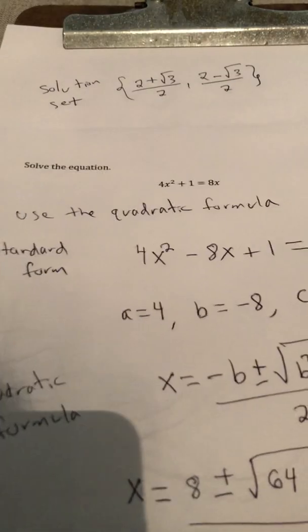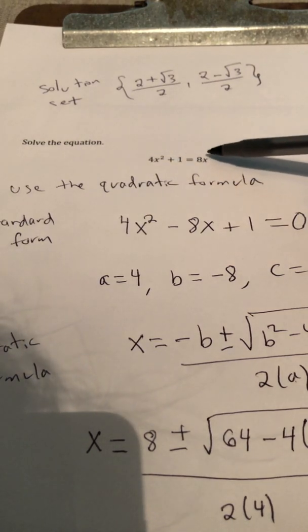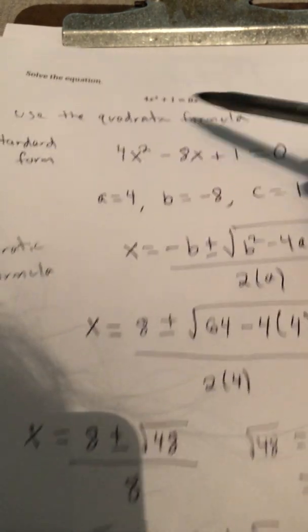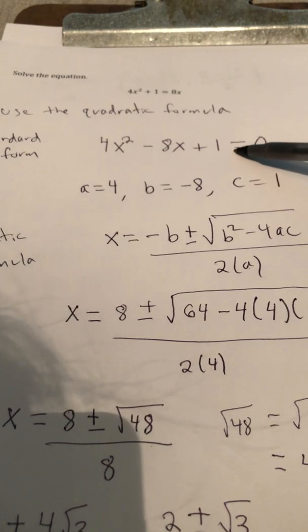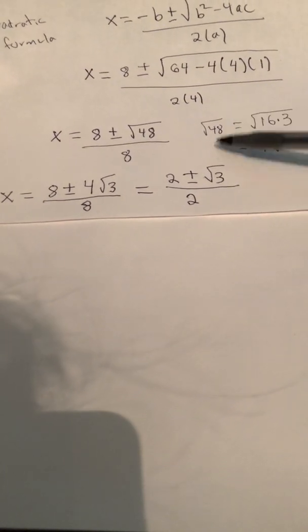So again, the original equation, 4x squared plus 1 equals 8x. We get the equation into standard form. Use the quadratic formula. Simplify. And we get our solution, and we write our answer as a solution set.